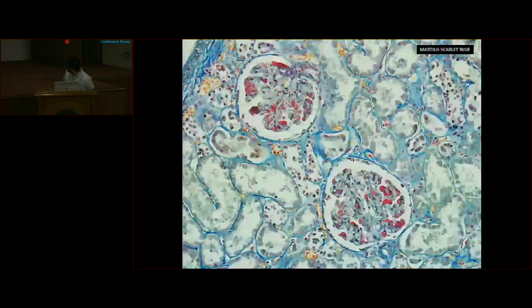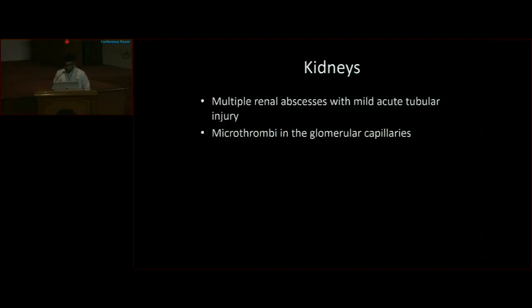We also performed this MSB stain to show these normal-looking glomeruli with fibrin thrombi inside them. So the findings in the kidney were multiple renal abscesses with mild acute tubular injury, and microthrombi in the glomerular capillaries.